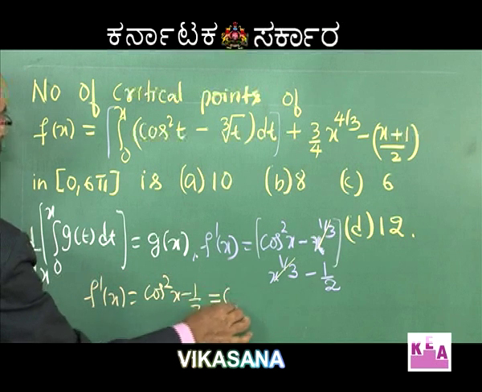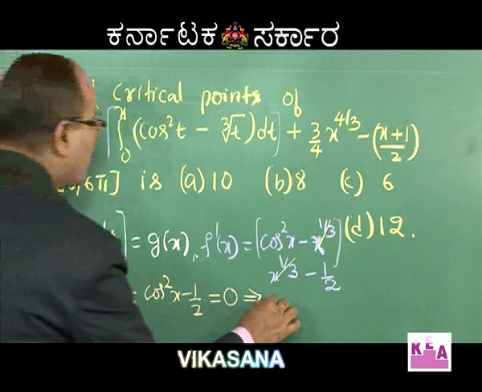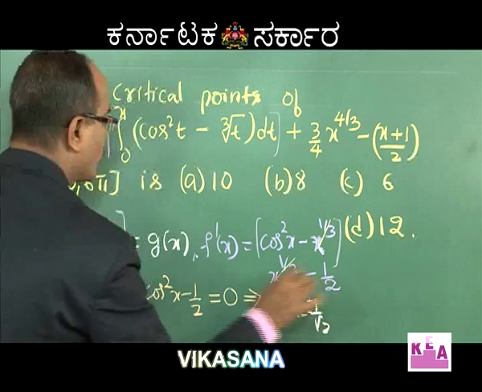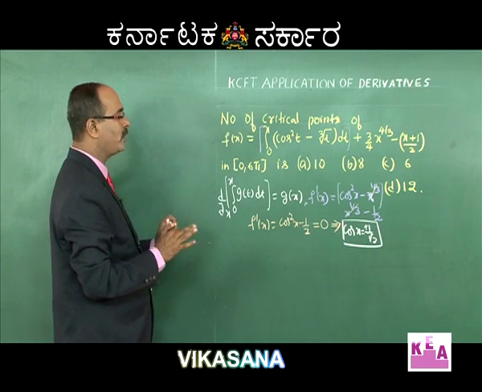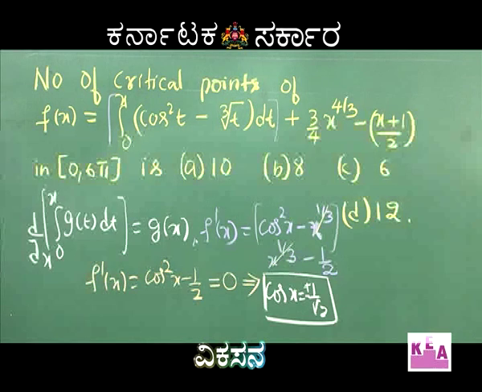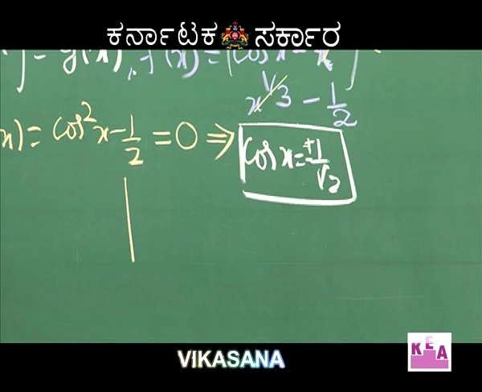We have to equate this to 0. This implies, if we equate cos square x to 1 by 2, we will get cos x is equal to 1 by root 2. Of course, plus or minus is a compulsion because we have root. Now, the question is, how many critical points are there? Observe carefully, dear students. We have cos x is equal to plus or minus 1 by root 2. Let us analyze this between 0 and 6 pi.